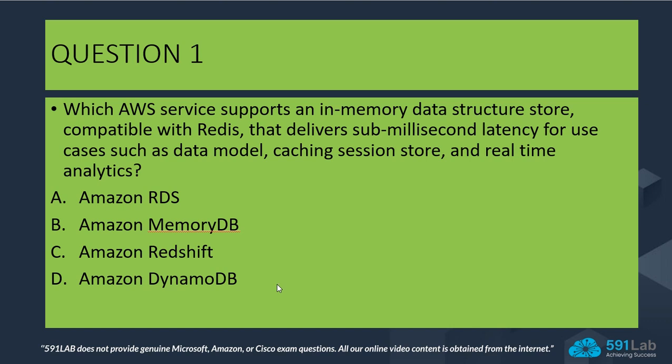So let me start with the first questions out here. Today, the first question would more or less pivot around the database. Let me go through the question. Which AWS service supports an in-memory data structure store compatible with Redis that delivers sub-millisecond latency for use cases such as data model, caching, session store, and real-time analytics? And then you are provided with four types of databases.